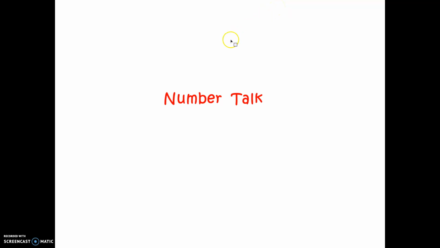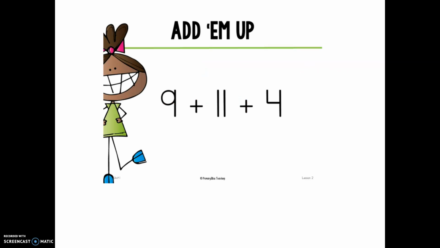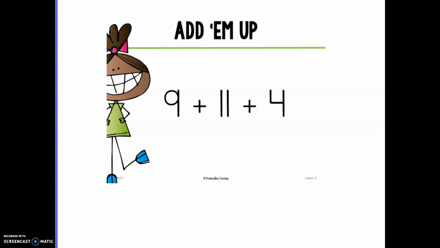Hello, third graders. Time for another math lesson. And of course, we're going to start it with a number talk. Still working on our add 'em up strategy. And today we have 3 digits that we're adding. 9 plus 11 plus 4.